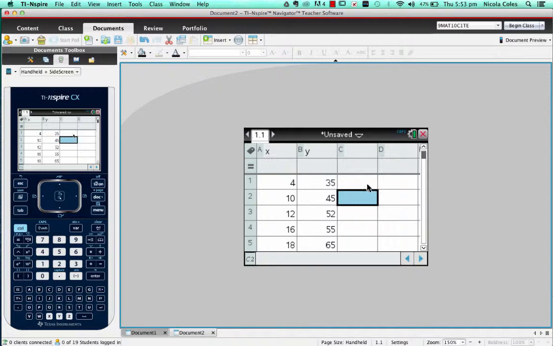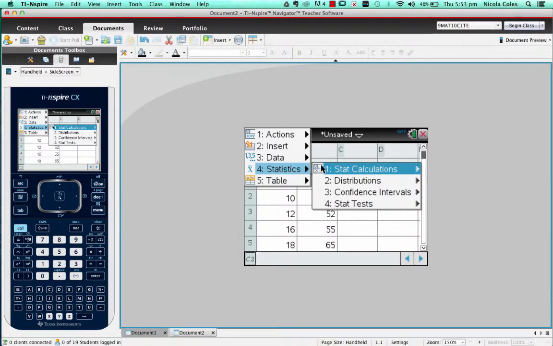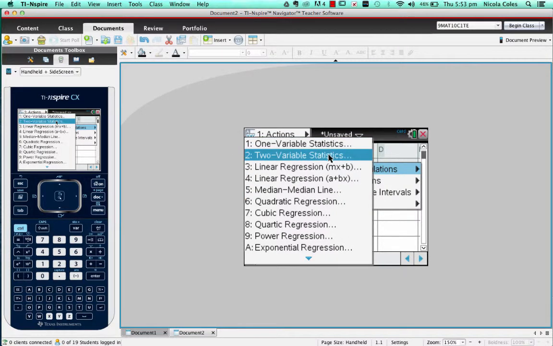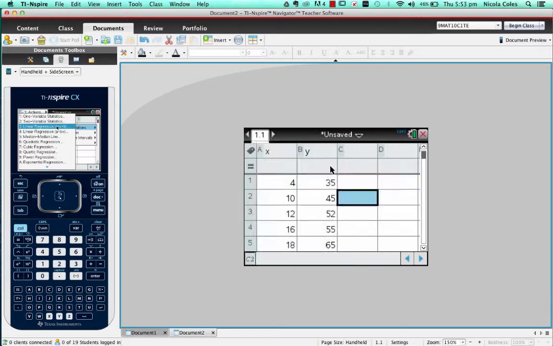So if you insert a table, title them X and Y, just remember which one's which, put your data in pairs, click on one of the blank boxes, and then go to Menu, Statistics, Stats Calculations, and go to Linear Regression. So linear regression is telling us the kind of line of best fit between these scatter graphs, and that's going to in turn tell us about the correlation.